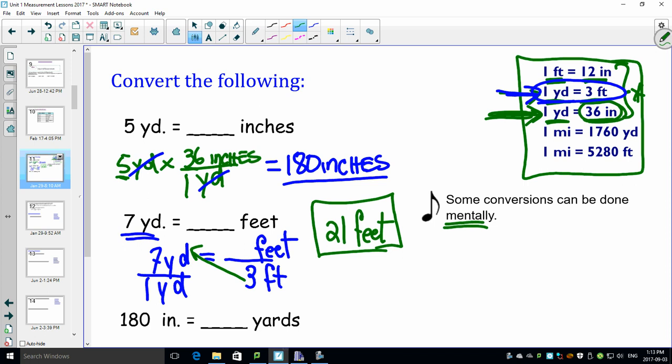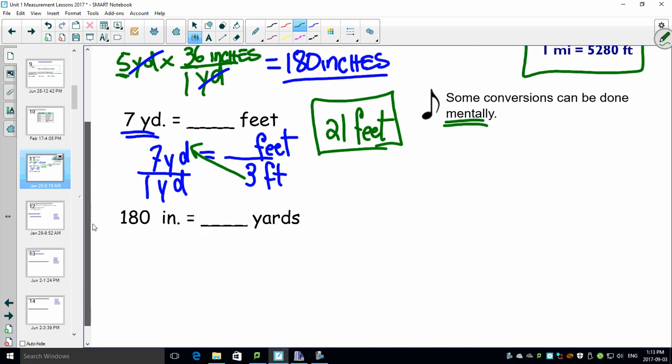But if you want to get into the heavy duty conversions, know how to do this in terms of proportions or in terms of dimensional analysis. That's going to really help you. So let's look at the last one. Let's do dimensional analysis again.